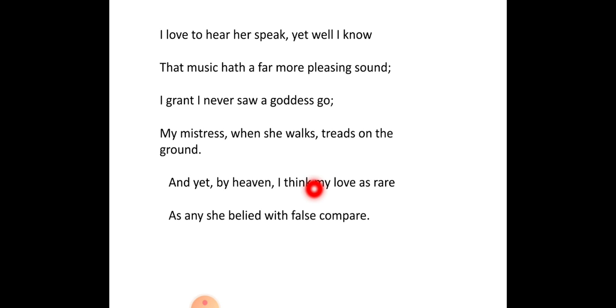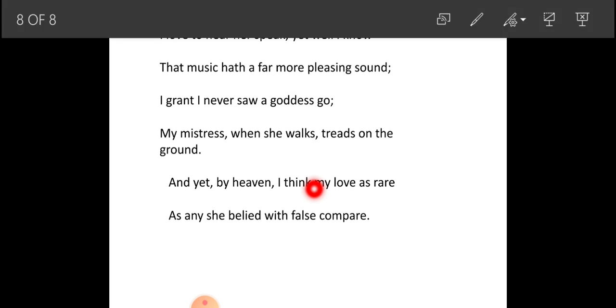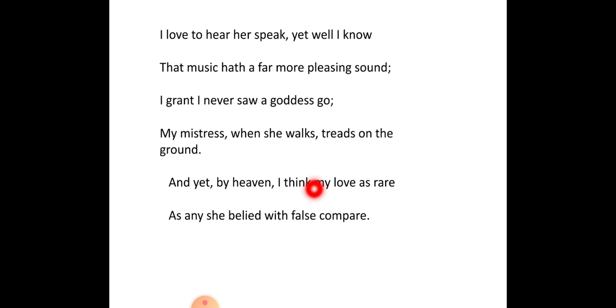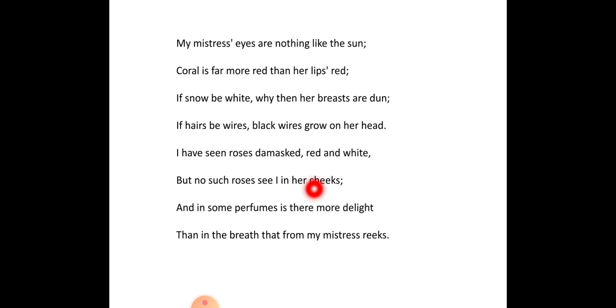My mistress's eyes are nothing like the sun. Okay, here we go. My mistress's eyes are nothing like the sun. Her lips are red as coral. Her cheeks are like roses. Her breasts are white as snow. Her voice is like music. She is a goddess. This is exactly what was expected of Shakespeare to say. But what did Shakespeare do with these lines?